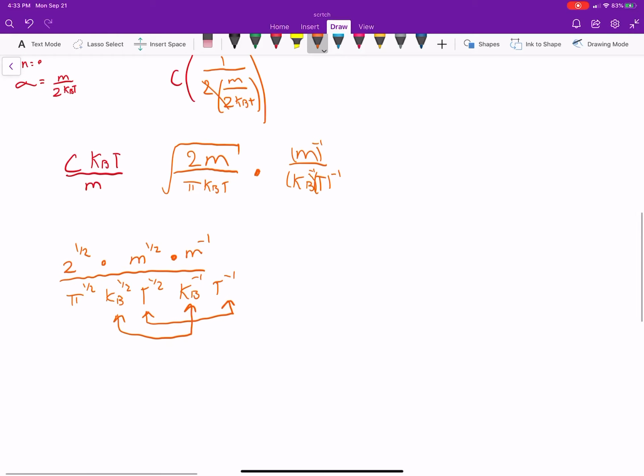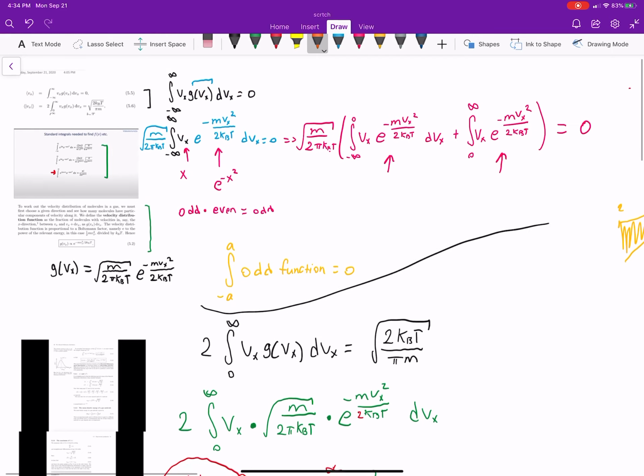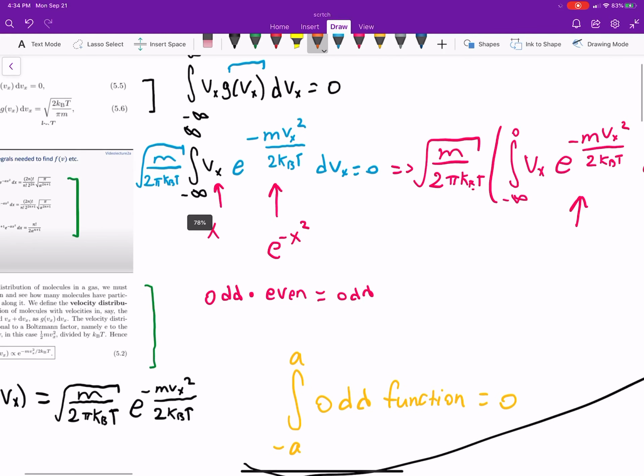And what we end up getting is the 2 stays up here. Like I said, the kbt goes back up because we flip it. The pi doesn't get flipped, it stays down there, and then the mass gets flipped back down, and that's all under the radical. So this doesn't have to be flipped, this doesn't have to be flipped. These two, you're going to get -1/2, so that goes in the bottom. And that was what we wanted to show.